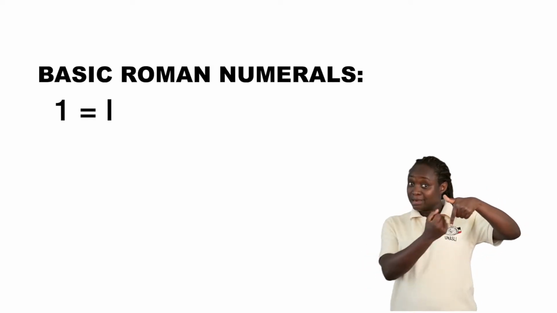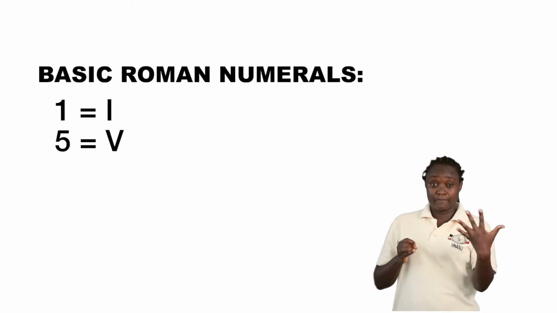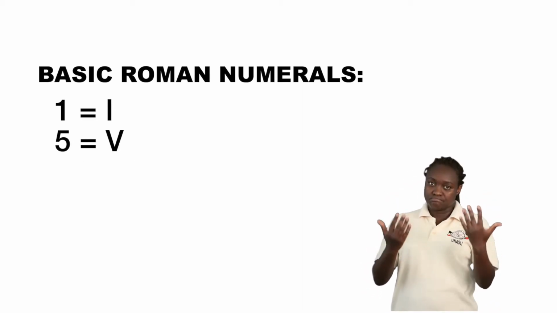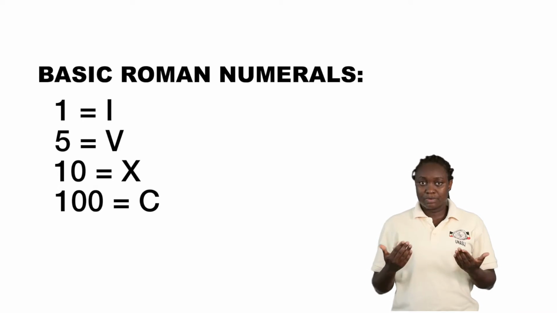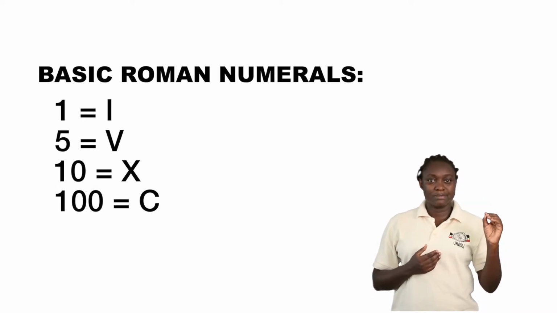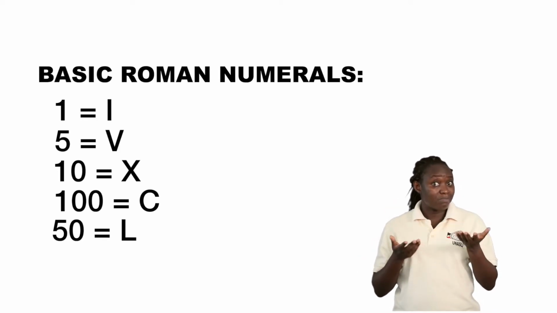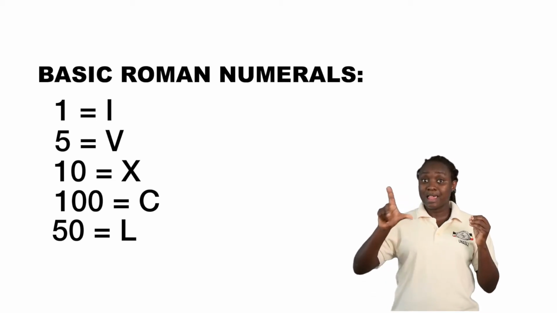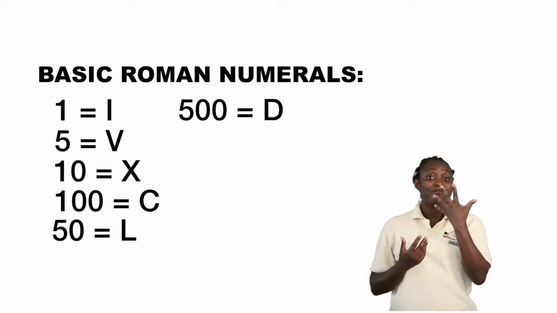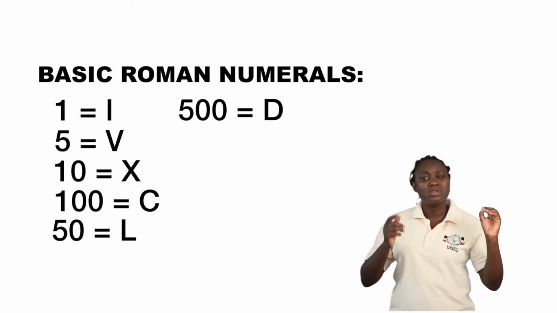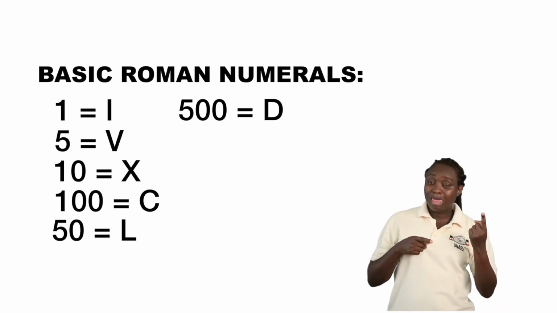One is represented by I. We have 5, which is written as V. We have 10, which is written as X. We then have 100. 100 is written as C. But we also have 50, and 50 is written as L. Is that okay? We have 500. 500 is written as D. And then 1,000. 1,000 is M.